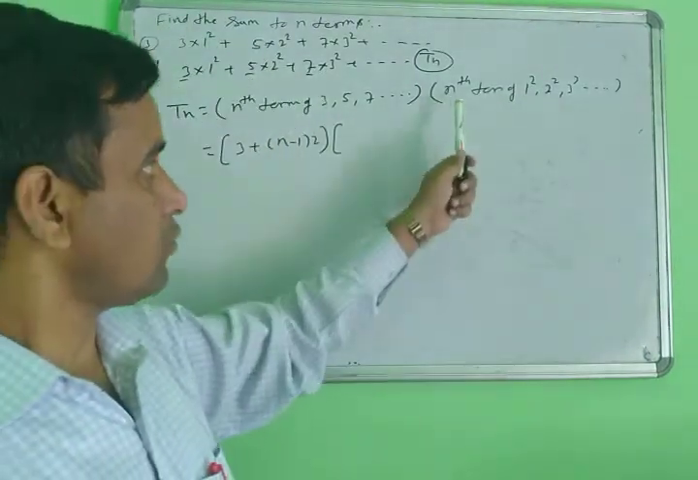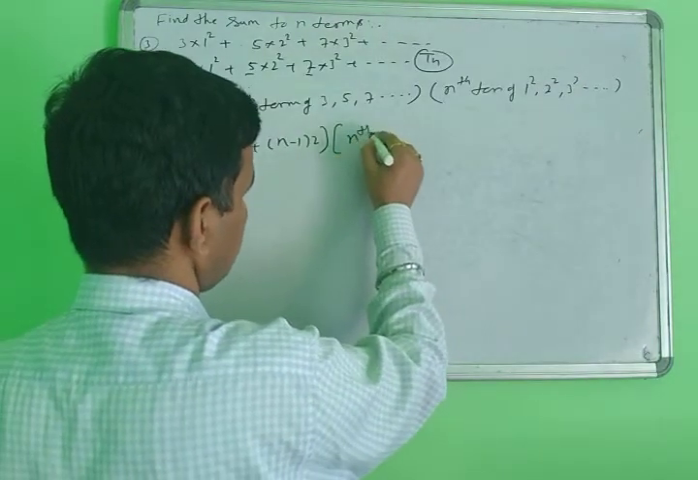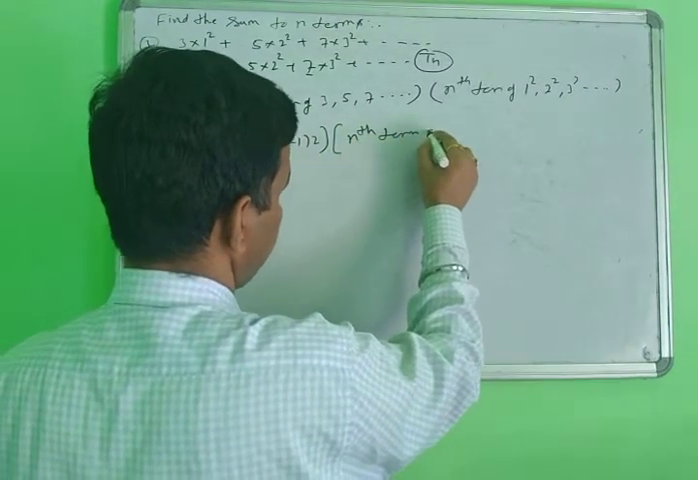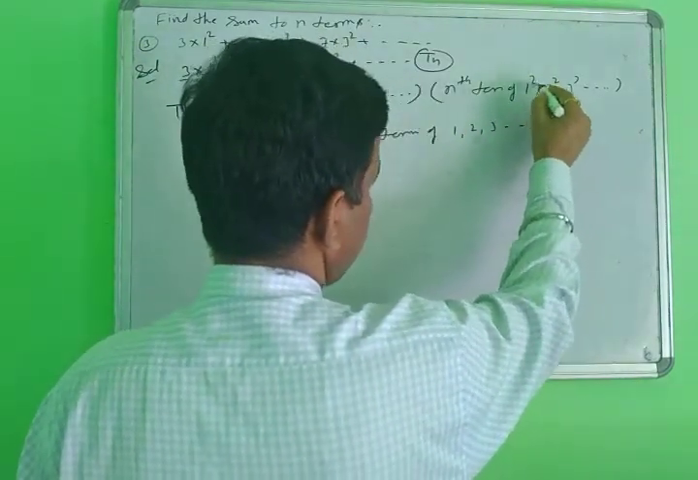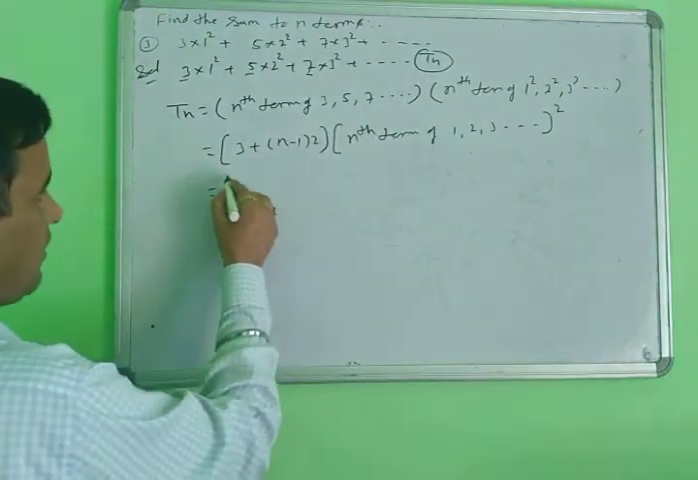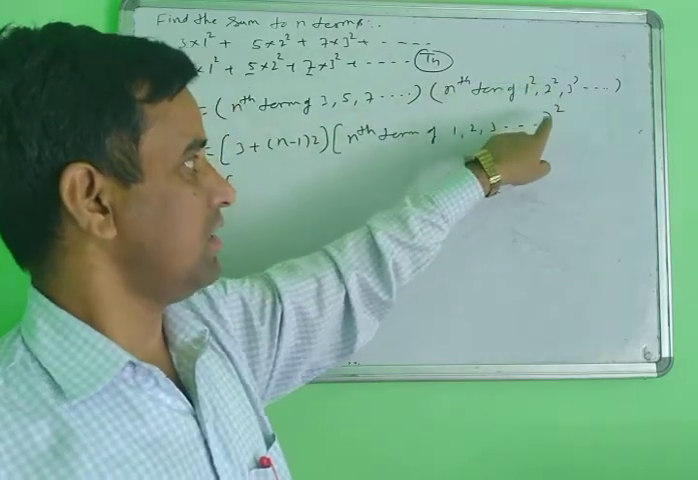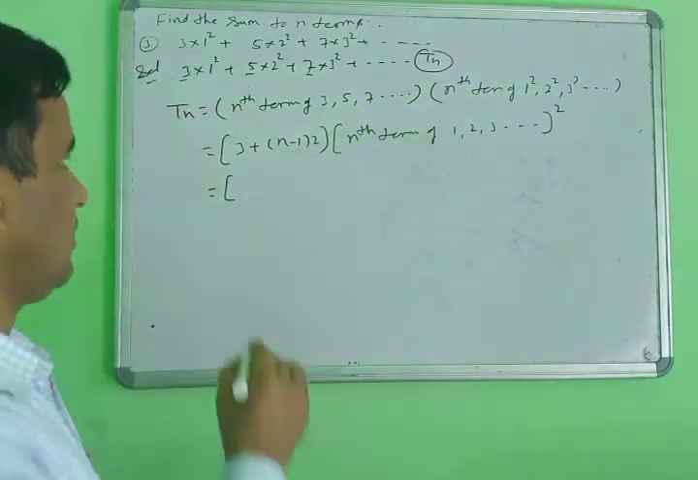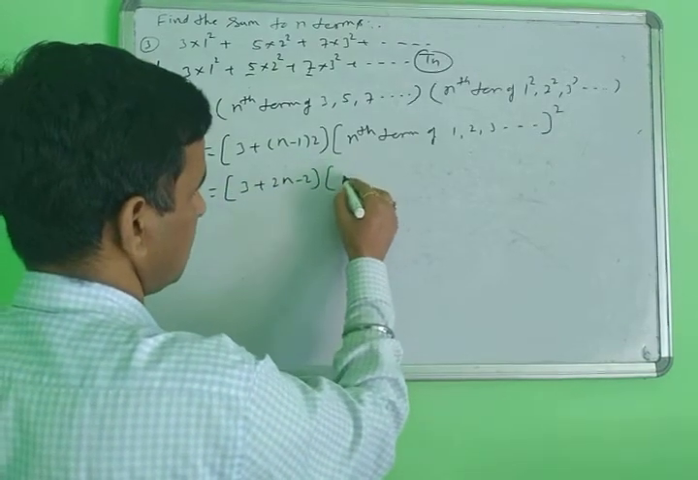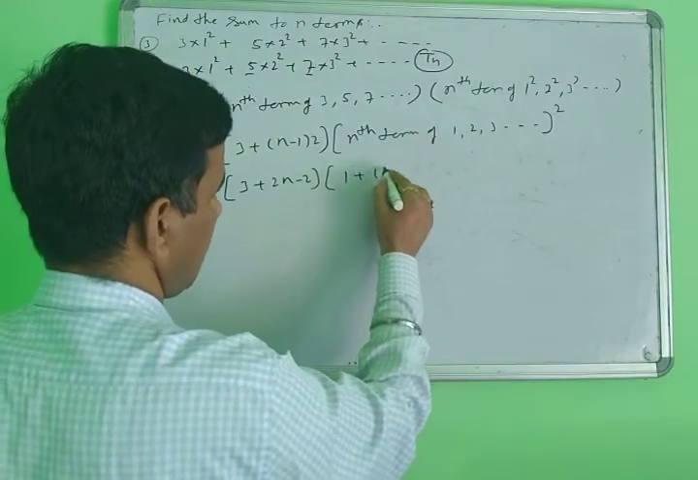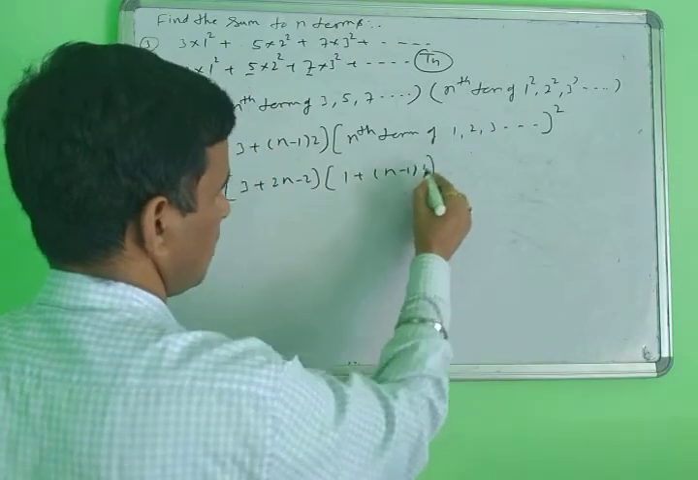Second, you will do the same thing. How to find the nth term of this series? First of all you will write the nth term of 1, 2, 3, and so on, or whole square. You take this square outside first, then you will find the nth term here. Now multiply: 3 plus 2n minus 2. Same thing here. What is the first term here? 1. n minus 1. What is the common difference here? 1, 2 whole square.